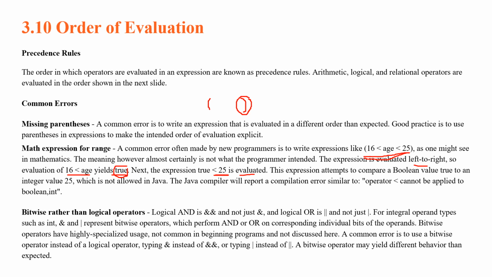And yeah, for the operators and and or, you cannot use one ampersand for an and or one pipe for an or. It should be the double and, and the double or.